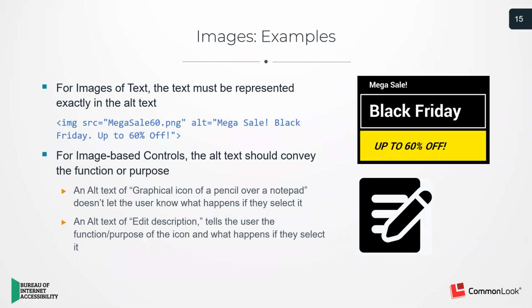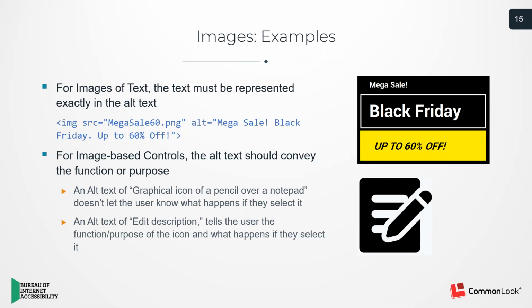Images of text are even more important. A lot of people miss this one. Images should convey the text exactly provided if there is any. In this case, on the right side, there is an image that says mega sale, Black Friday, up to 60% off. And on the left, you'll see how I've provided that exact same text equivalency in the alt value of that mega sale image tag. The alt says mega sale, Black Friday, up to 60% off. And it's important that all of that alt text matches the image exactly. Otherwise, you have a disparity between visual users and non-visual users where they are given different information. And that is essentially what we are trying to avoid with accessibility coding.